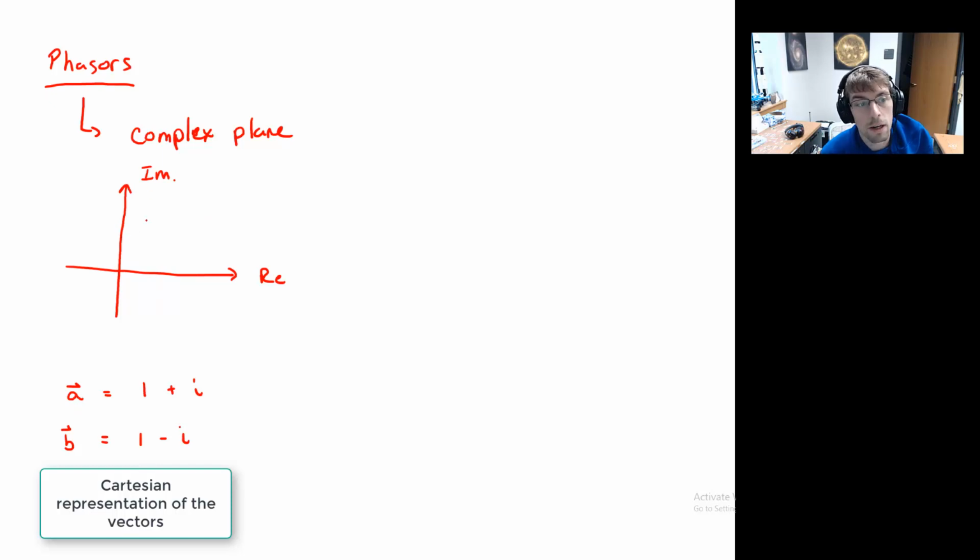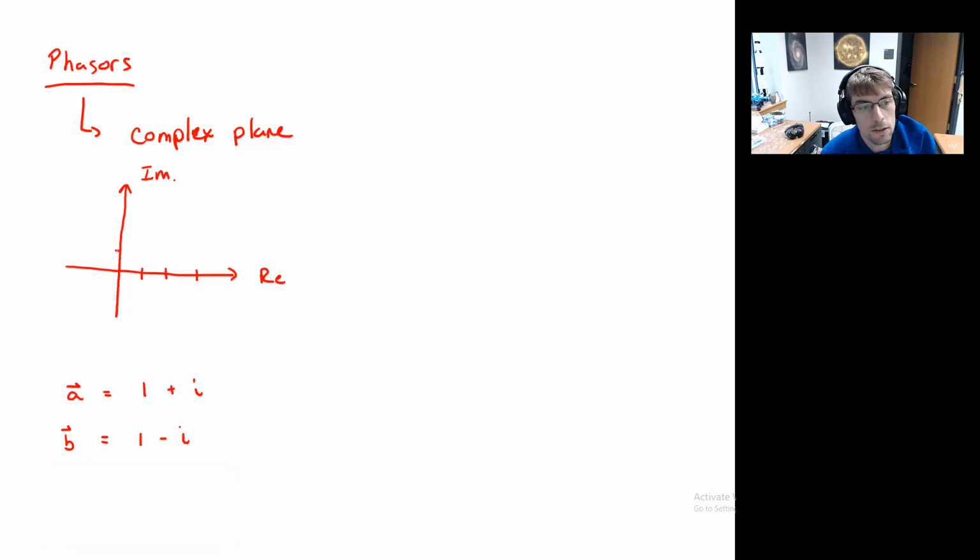And if I go into my real and imaginary plane, my complex plane, and start drawing these two vectors, let's call each hash mark 1/2. So vector A is up in this direction, right here, and vector B is down here. Something like that.